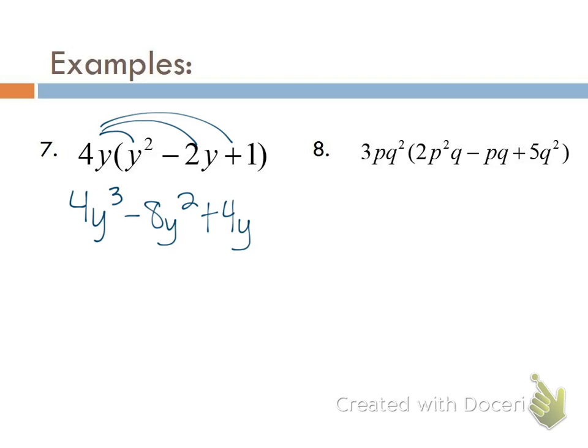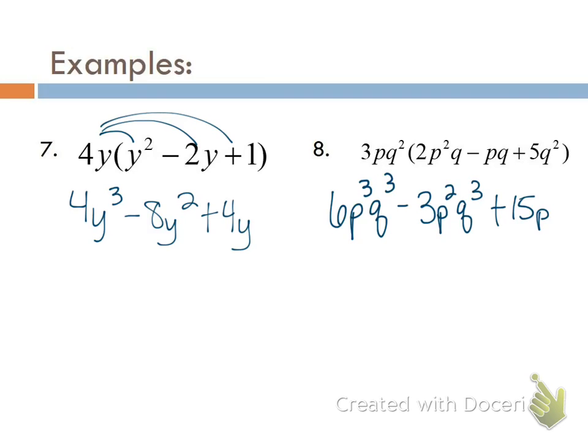All right, Jaysha wanted number 8. 6p to the third, q to the third, minus 3p to the second, q to the second. Q to the second, right? No, wait. You're close. This q is to the second, and this one is to the third. Okay, so q to the third. Plus 15pq to the third. I mean, q to the 4.